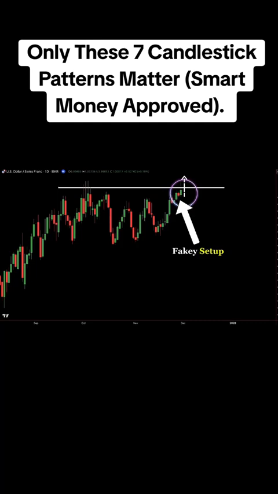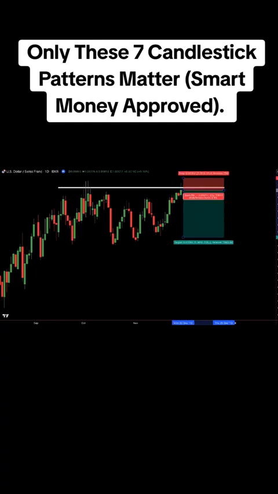But here's the catch. Price quickly closes back inside the mother bar's range. That's the confirmation. The breakout was fake. Now that we've spotted the trap, we can anticipate that the price is likely to move down. The setup is simple. Enter at the close of the fakey candle, place your stop loss above the wick, and target the next key support level.